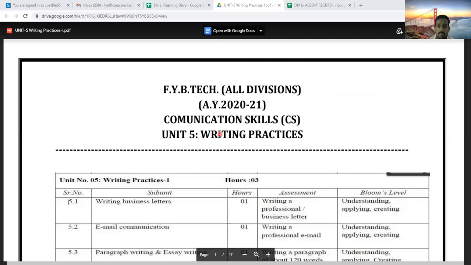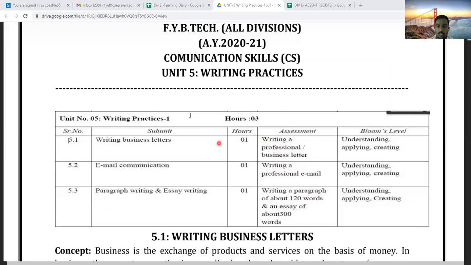You will just start with unit number 5. Is it audible? Can everyone hear? Yes, sir. Okay, fine.